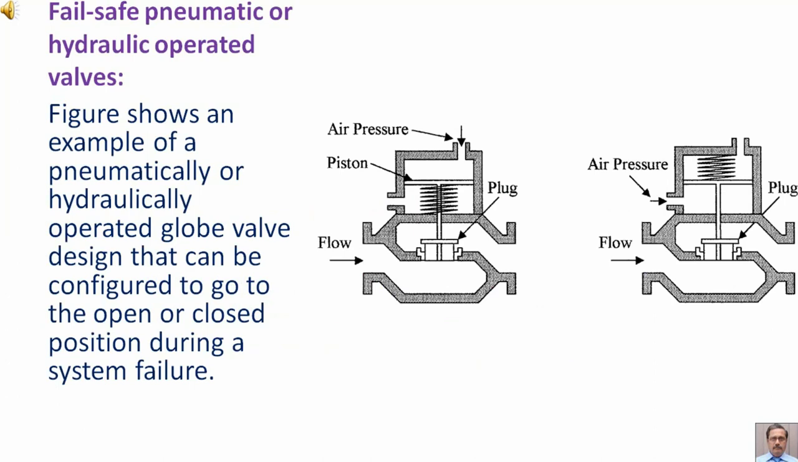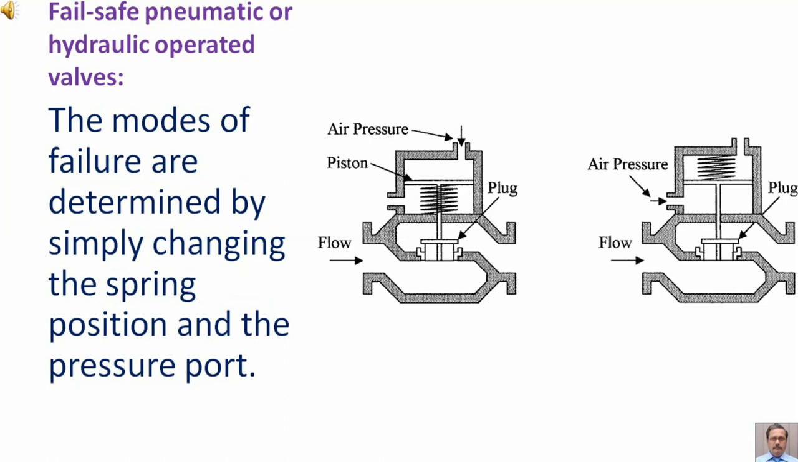Fail-safe pneumatic or hydraulic operated valves. Figure shows an example of a pneumatically or hydraulically operated globe valve design that can be configured to go to the open or closed position during a system failure. The modes of failure are determined by simply changing the spring position and the pressure port.